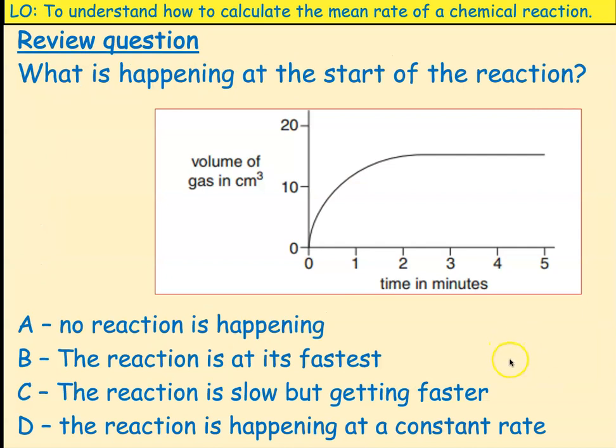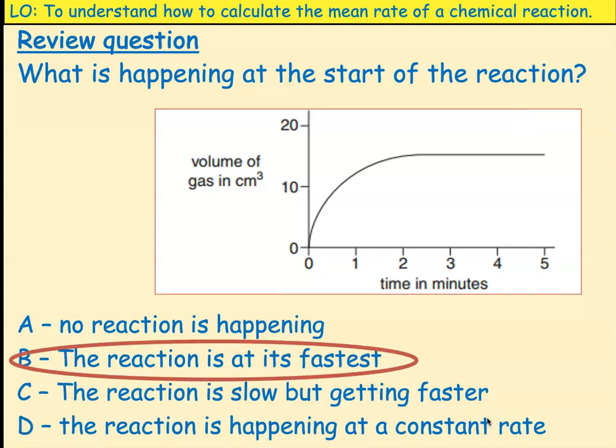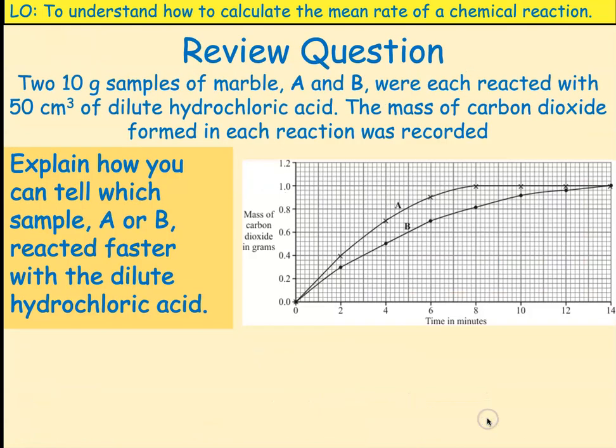Right, what's happening at the start of the reaction? Is it A, no reactions happening, B, the reaction is at its fastest, C, the reaction is slow but getting faster, or D, the reaction is happening at a constant rate? That's right. It's B. It's at its fastest.